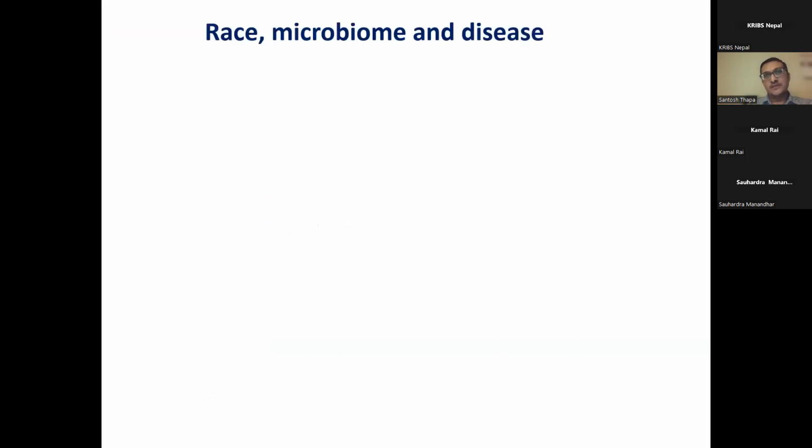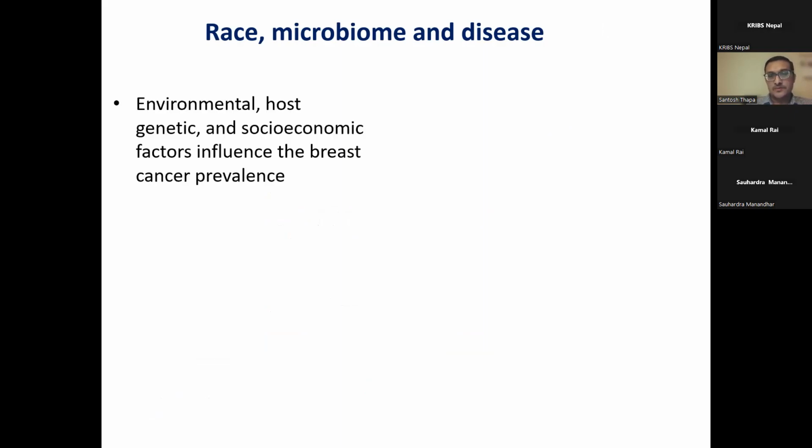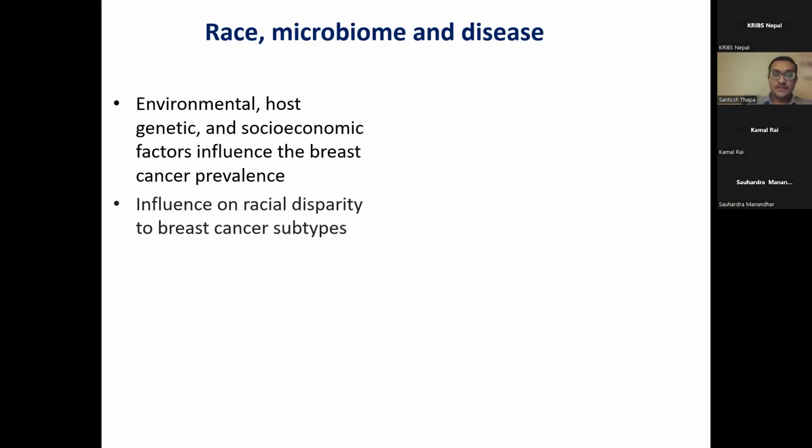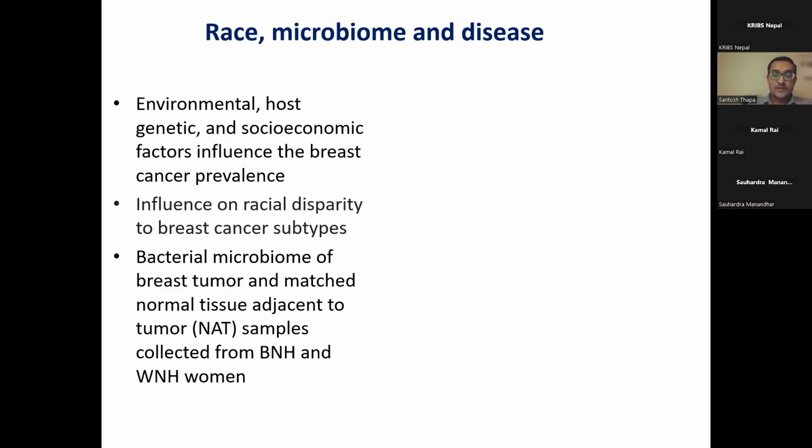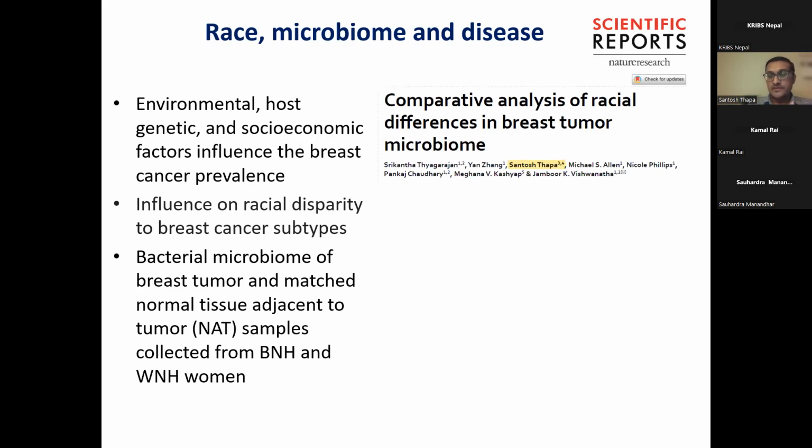Moving forward, there's another study that we conducted, also published in 2020 in Scientific Reports, where we looked at racial differences in the breast tumor microbiome between white non-Hispanic and black non-Hispanic individuals residing in certain parts of the U.S. The idea behind this project is that we know for sure that environmental, host or genetic, as well as socioeconomic factors greatly influence breast cancer prevalence. So we don't know what type of microbiome disparity exists, if any, in the breast cancer subtypes. For that reason, we asked the question of whether there are microbiome differences based on race.